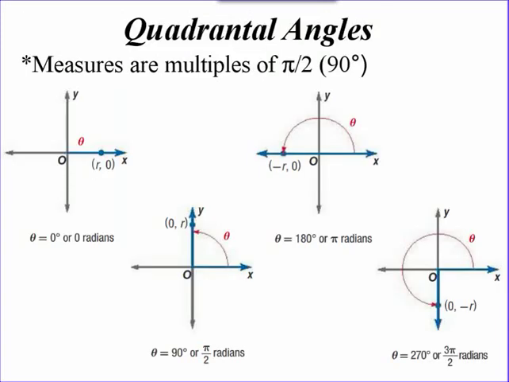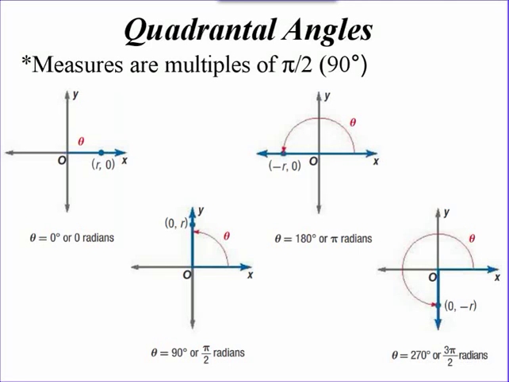Okay, next thing I want you to get down are the quadrantal angles. I don't know if you necessarily need to write this down because it's one of those things where you'll be like, well, that makes sense. Basically the measures are multiples of pi. When you think of quadrantal angles, they lie on an axis. They're multiples of 90 degrees or multiples of pi over 2. And so our first quadrantal angle is 0. Our next one will be 90. Our next one will be pi. And our next one will be 3 pi over 2.